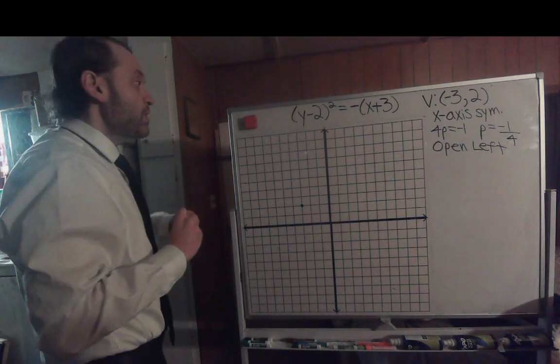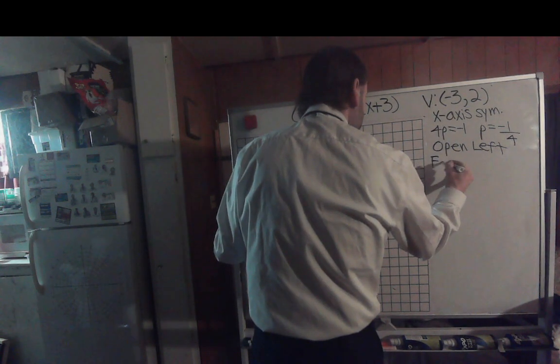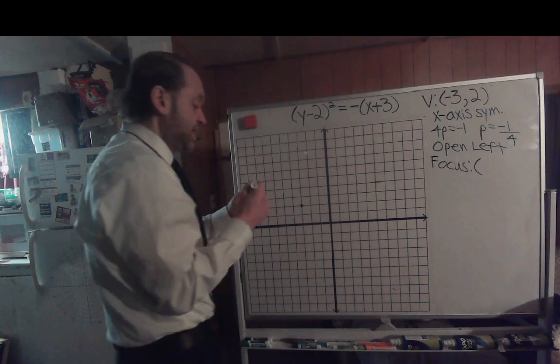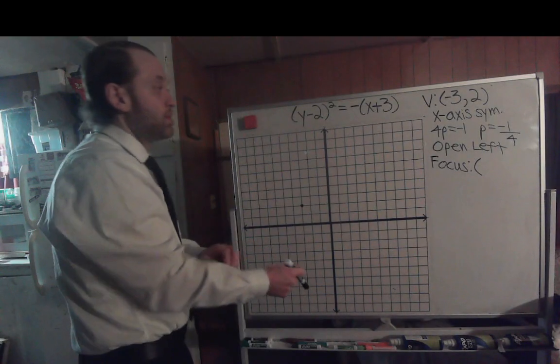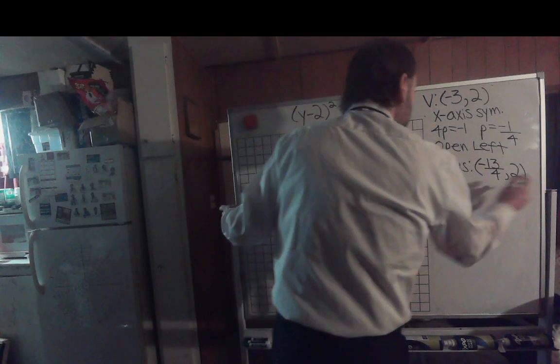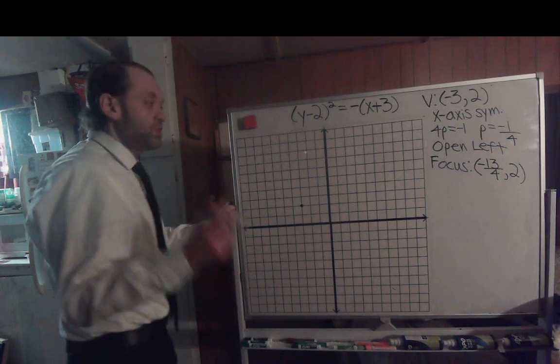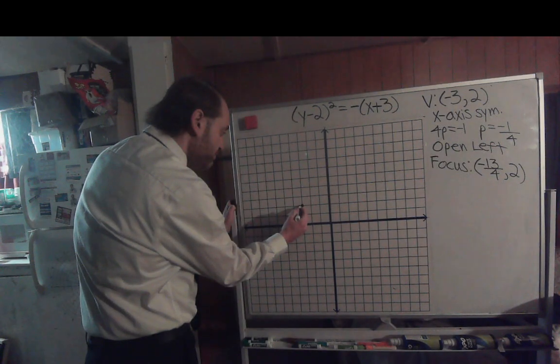Now, we got that, let's find the focus. Since it has x-axis symmetry, we're going to take our x-coordinate, negative 3 plus negative 1/4. That would give you negative 13/4. And then you leave your y-coordinate alone, that would be 2. So your focus is (negative 13/4, 2), which would be (negative 3 1/4, 2), a very small distance from the vertex, right about there.